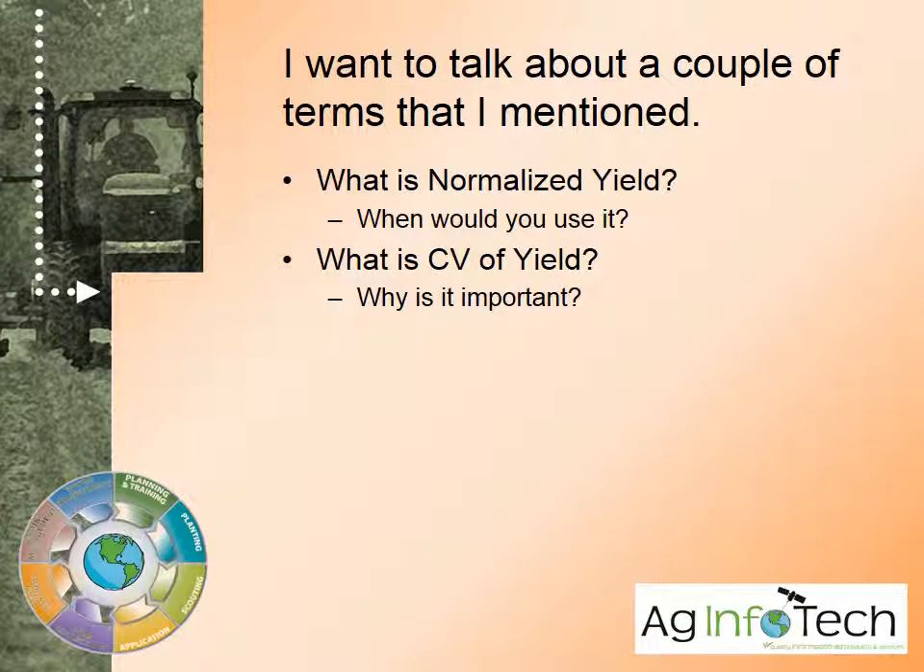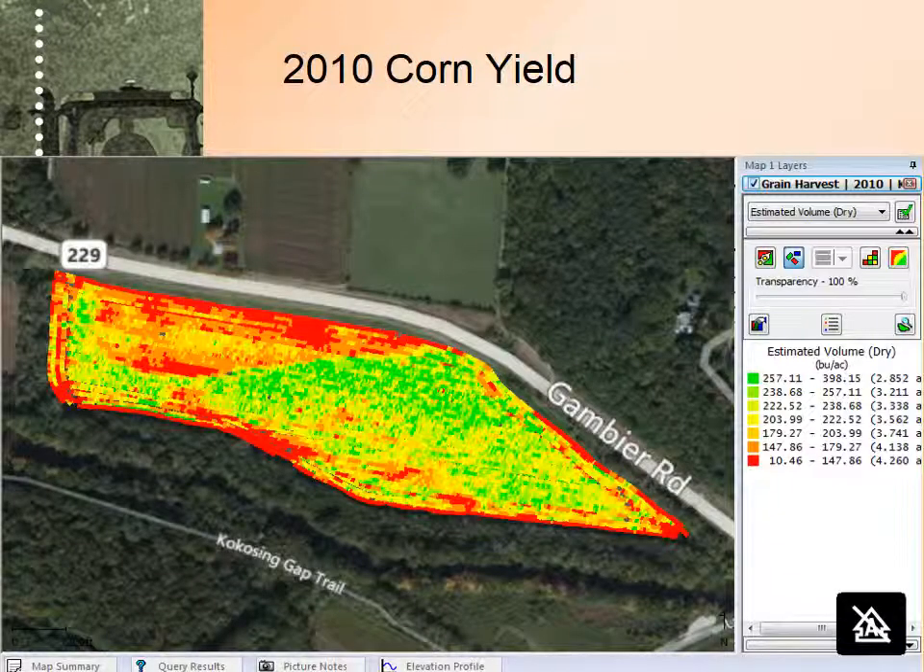Another term that I had mentioned was the CV of the yield, and I want to kind of talk about why this is important. So we're going to take a look at that field. This is 2010's corn yield. This year the average was around 210 bushels per acre for this field. The red areas were 147. The dark green areas were 257 and above. Again, you can see that line up there between the green and the red. That is a gravel ridge, and that tends to dry out in a dry year. Even 2010 wasn't all that dry, but we still were 100 bushels difference within about 100 feet of each other.